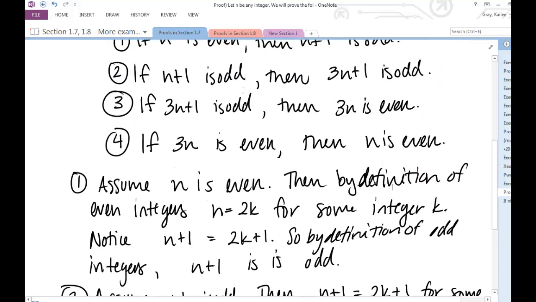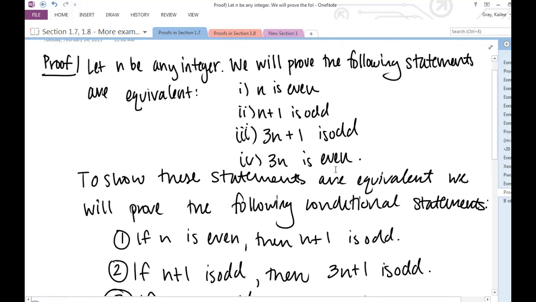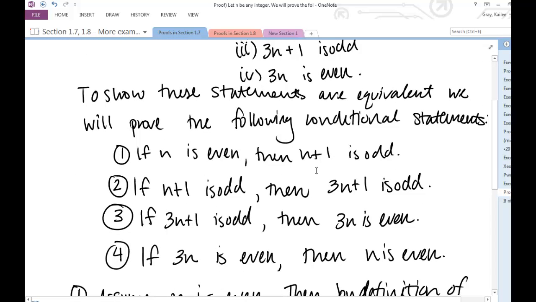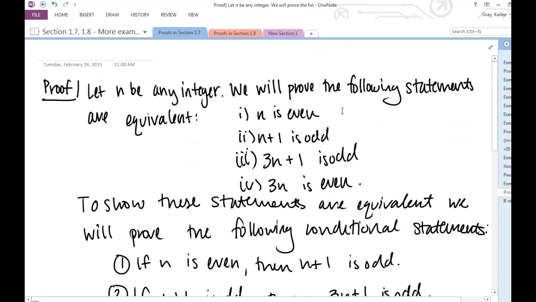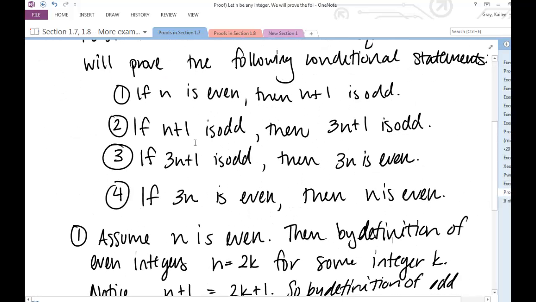So hopefully you followed along and understand that we're trying to prove these four statements are equivalent, and by proving that these conditional statements are valid will allow us to conclude that these four statements are equivalent. So if you need a refresher on that, make sure you look back on the last video. But I'm going to go ahead and keep going. So we proved statement 1 and 2. Now we want to prove statement 3 and 4.